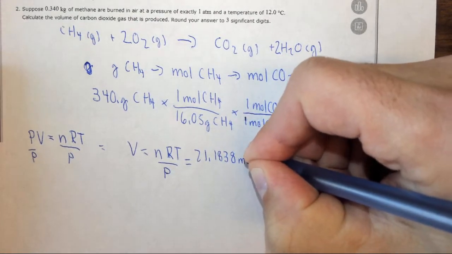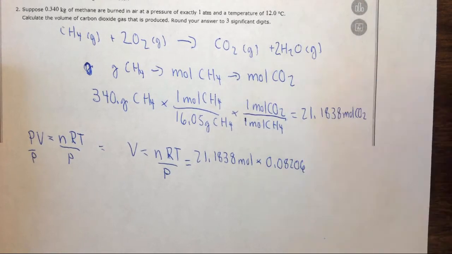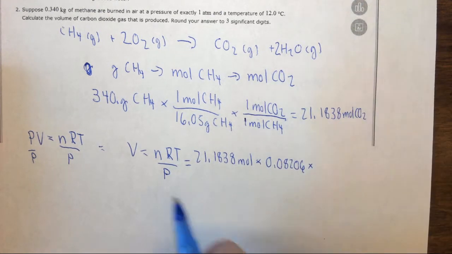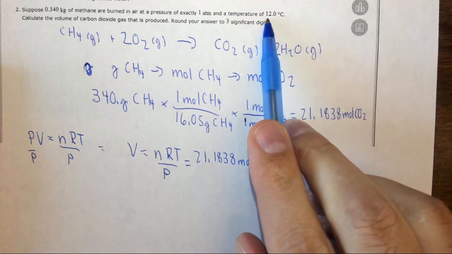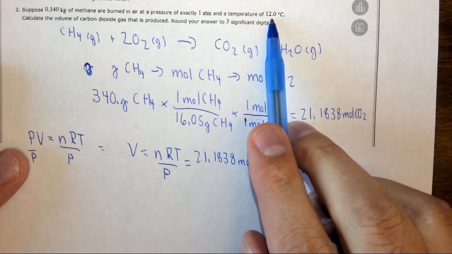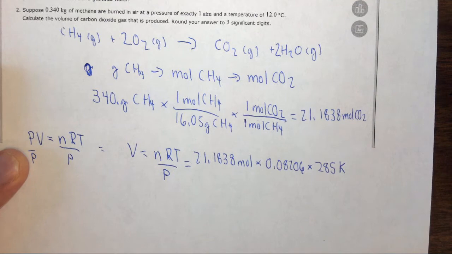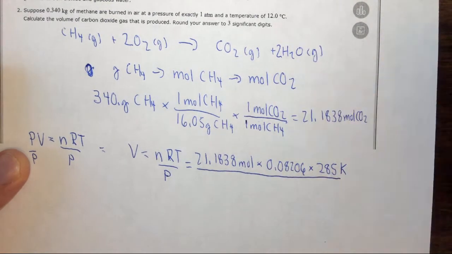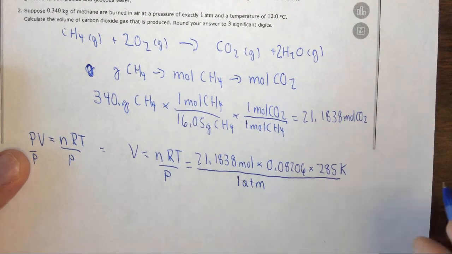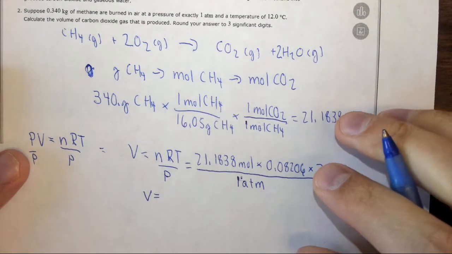21.1838 moles, times the ideal gas law constant, 0.08206. That's liter atmospheres per mole K for the units. I'm not going to write them all out. Times temperature, but the temperature has to be in Kelvin. This is at 12 degrees Celsius, so we need to convert that to Kelvin by adding 273 to it, and we get 285 Kelvin. Divided by the pressure, which is given as exactly 1 atmosphere. Simply multiply all the ones on the top and then divide by 1. You don't have to bother with that.